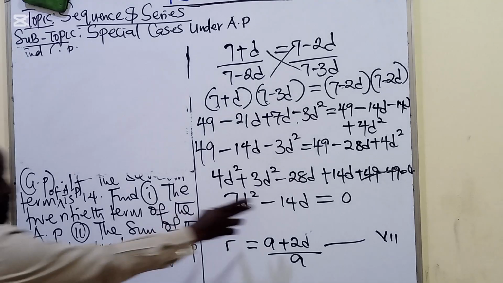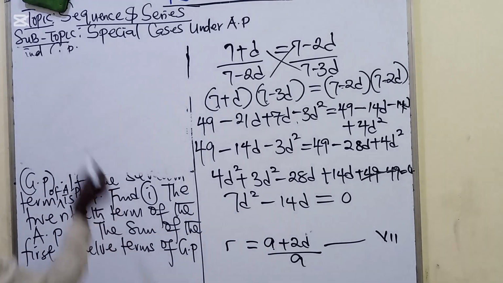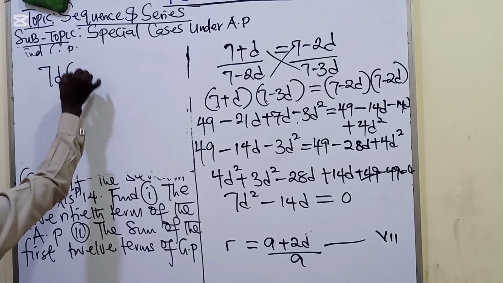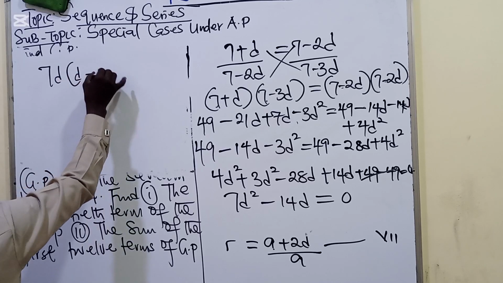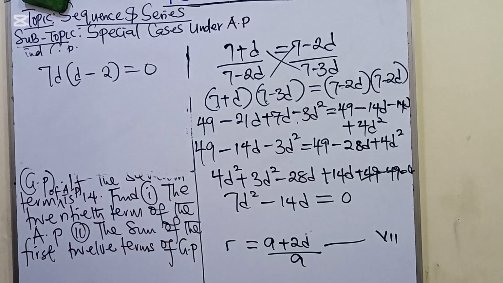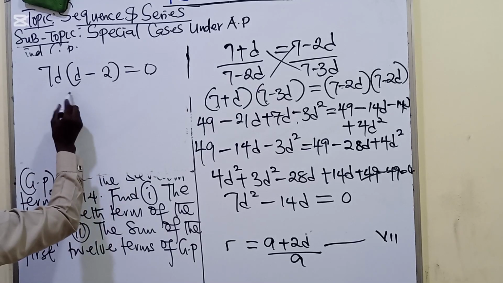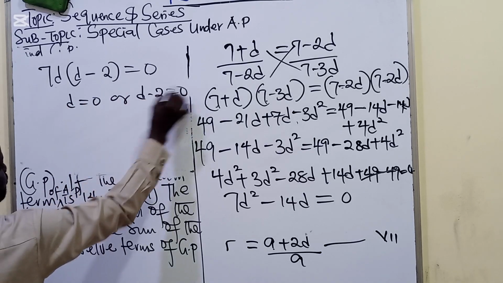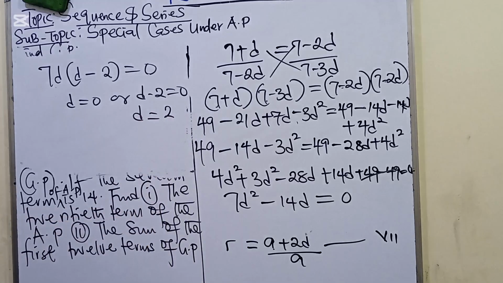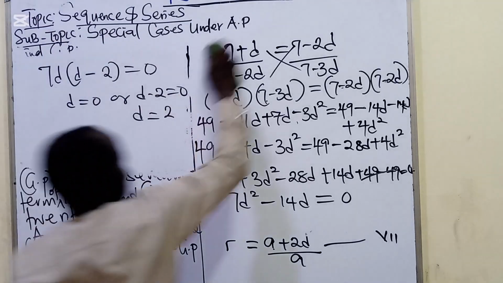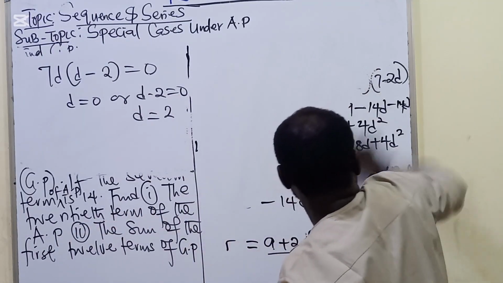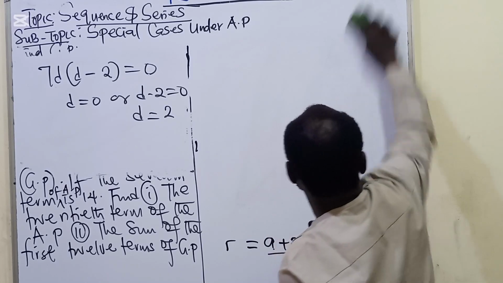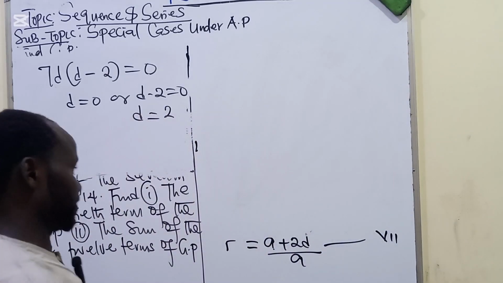Okay, so at this point we can factor 7d squared. 7d rather is common into d minus 2 equals to 0. So at this point, either 7d is equals to 0, and of course d will be 0, or d minus 2 is equals to 0, of course d will be 2. So we know our common difference as 0 or 2. Very important. Let me remove here. The aim is to find d, then common ratio, as well as first term.